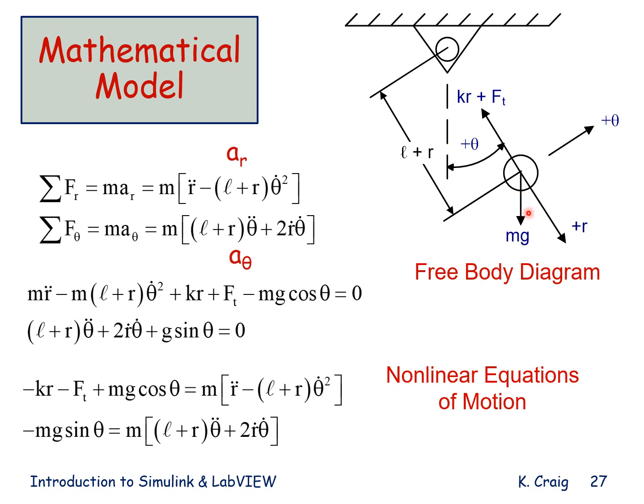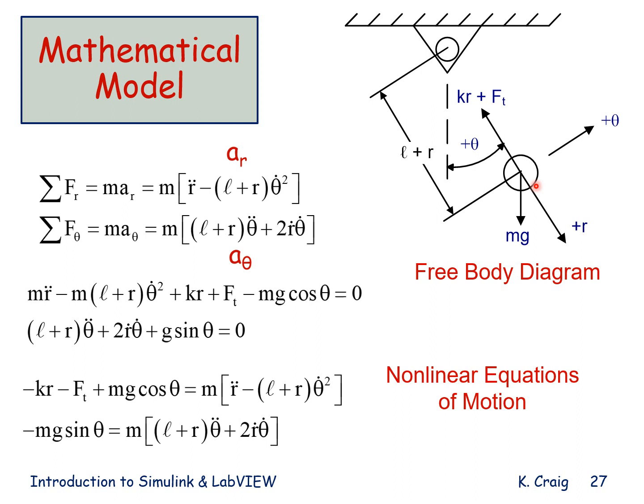So the summation of forces in the r direction is simply mg times the cosine of this angle theta in the positive r direction. And in the negative r direction, we have k times r, which is the total stretch of the spring, static plus dynamic, plus the pretension. And the sum of those 2 forces must then equal the mass times the absolute radial acceleration of the particle.